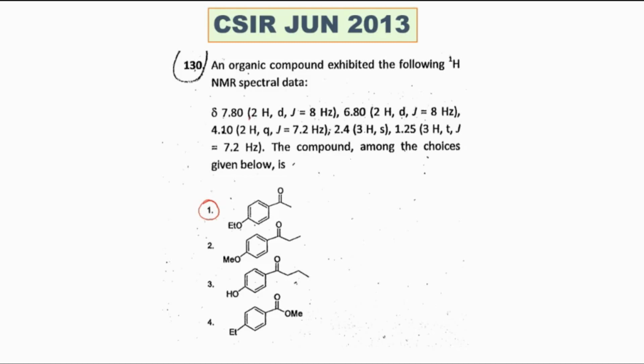So you have doublet and doublet. Okay, so it is all para substituted, so it is not helping me much. Next, I go to 4.10, 2 hydrogen quartet and I have 2.34, 3 hydrogen singlet. So when I talk about 2.43 hydrogen singlet, I should have a methyl group attached to a C double bond O or a phenyl ring or whatever. So this cannot be the answer. So I can straight away rule out this. And here I don't have any 3 hydrogen singlet. So this also I can rule out.